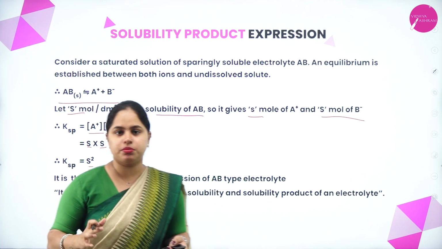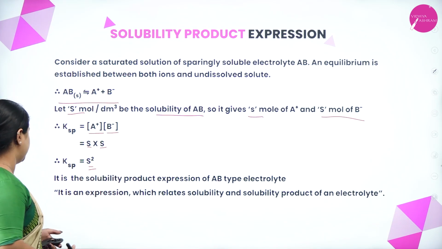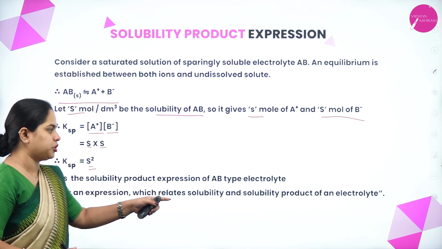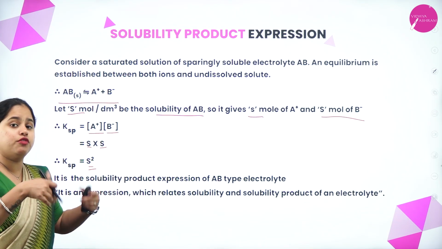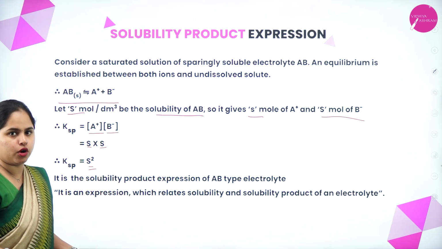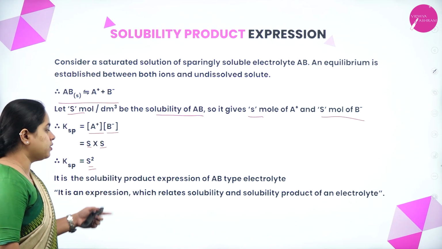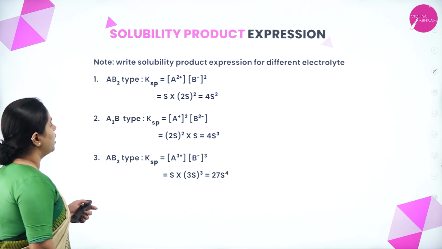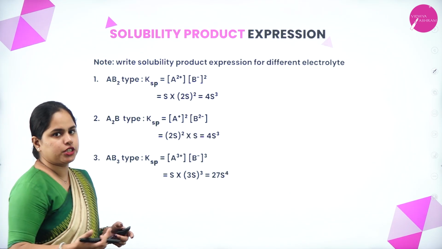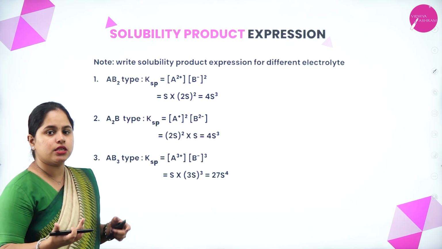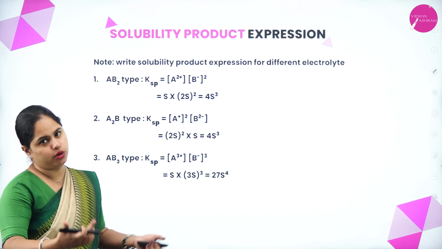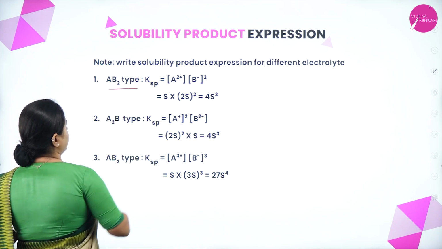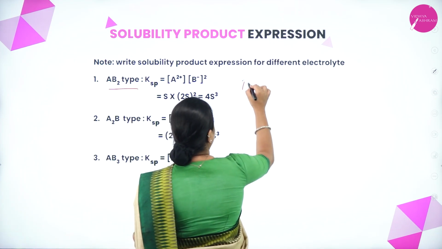So this is a relation between solubility product and solubility. So it is a solubility product expression for AB type of molecule. So for different types you will get different solubility product equations, right? It is an expression which relates solubility and solubility product. So let's take another example, how to write the solubility product expression for different electrolytes which relates with its solubility, right? So AB2 type, again we have discussed AB2 type already.